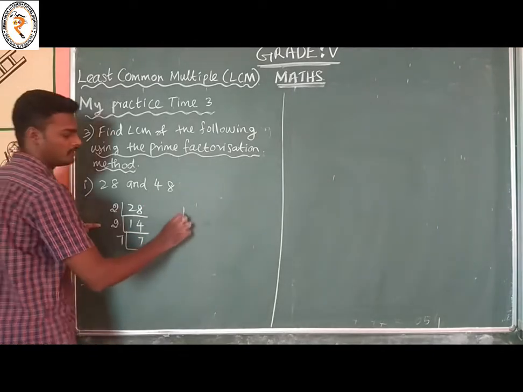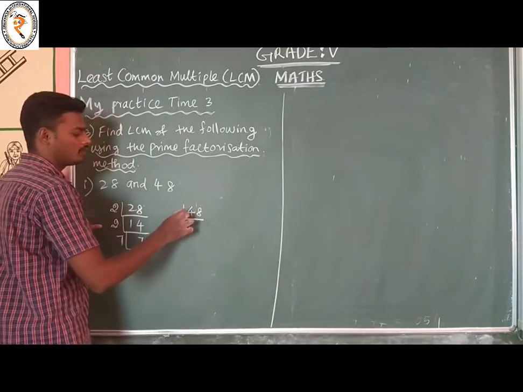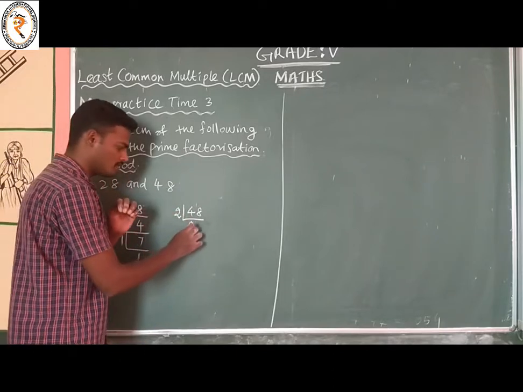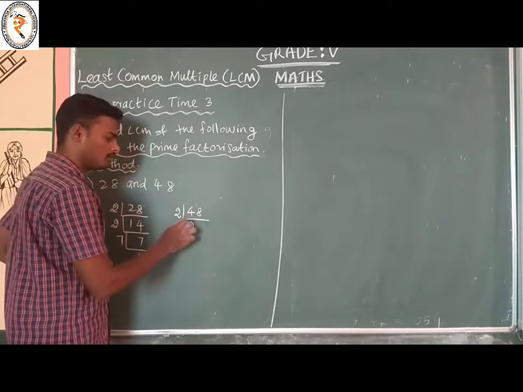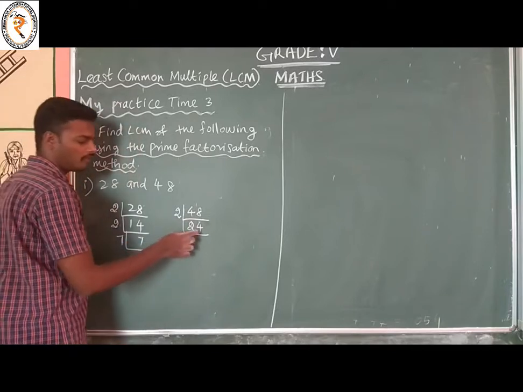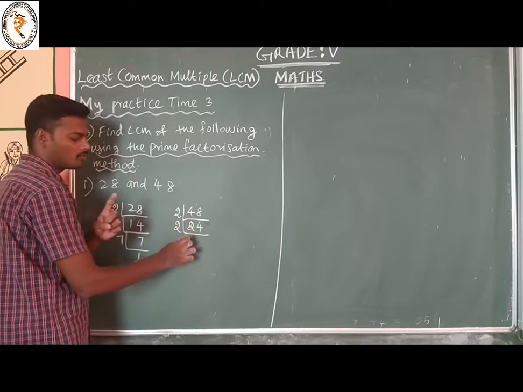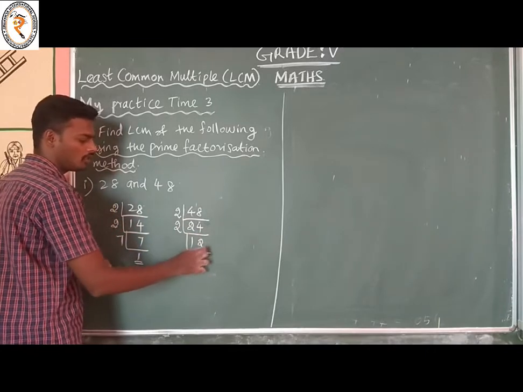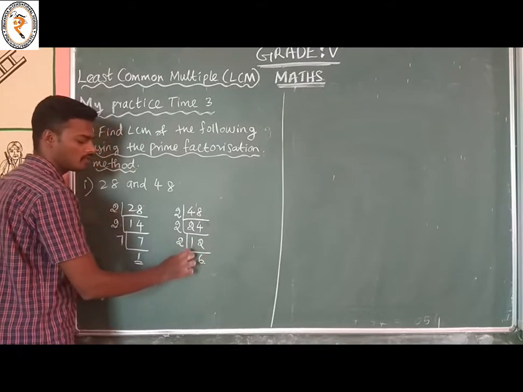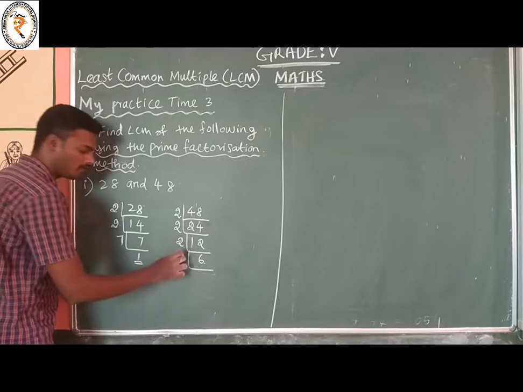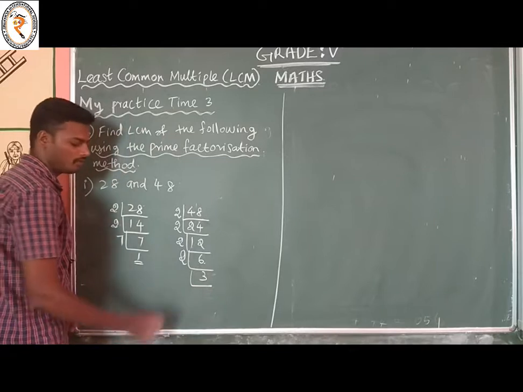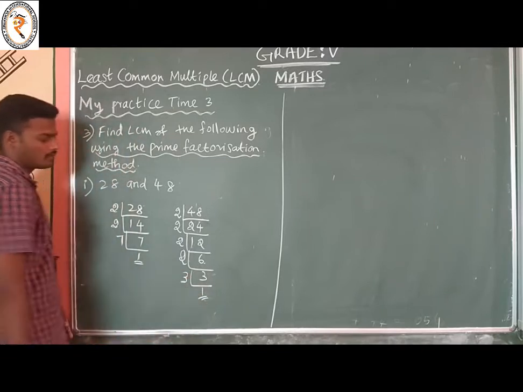And 48. 48 is an even number, so we can divide it by 2. 48 comes in the second table 24 times. Again, 24 is an even number, so we can divide it by 2. 12 is an even number, so we divide by 2 again. 12 comes in the second table 6 times. 6 is an even number, so again we divide by 2. 6 comes 3 times. So in the third table, 3 comes 1 time.